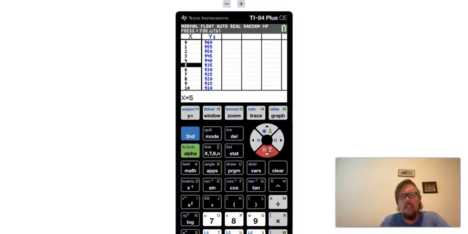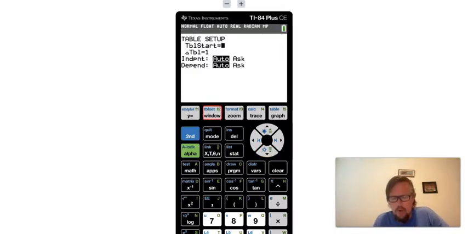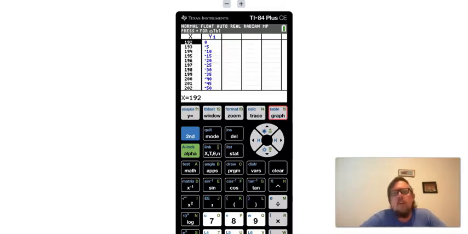Now, I don't want to just scroll down here until I get to 192. That would take me a long time. I can jump straight to 192 though by doing second window, and I can have the table start at 192. So I'm going to start at 192. Then do second graph, and there's our 192, 0. So that's the value of the x-intercept, which again is if we bought only class rings, we could buy 192 of them, and that would give us the $72,000 without buying any yearbooks.